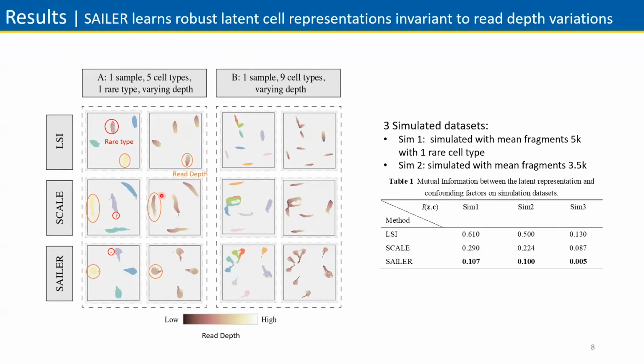have similar read depths. However, in SAILER, with invariant representation learning, SAILER mixes data well for different read depths and generates better embeddings. This is also in line with the quantitative measurements shown in Table 1, where SAILER has the lowest mean mutual information between latent representations and the read depths. For the second dataset, we simulated a harder case with more cell types and shallower sequencing depths. In example B, we can observe a similar trend in the results.